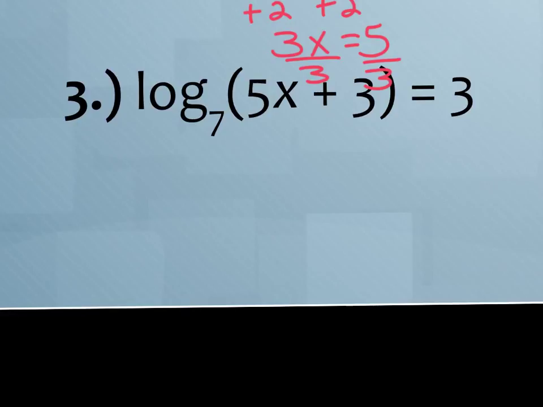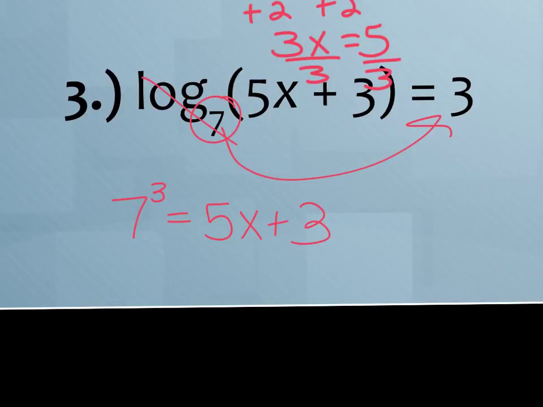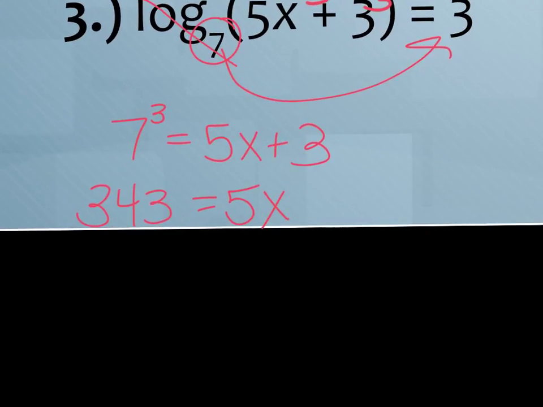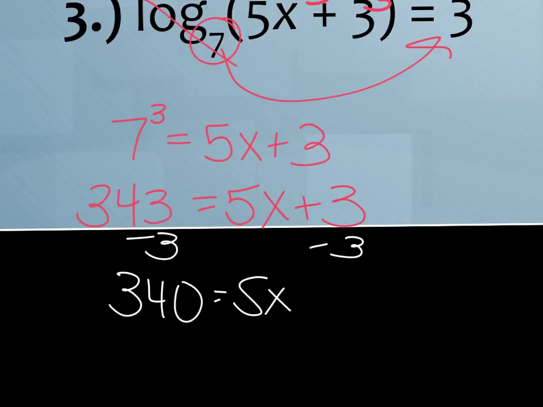So in this case, I would be getting this in exponential notation. So the 7 comes over here, picks up the 3, 7 to the third, drops off here, equals 5x plus 3. 7 to the third is 343, equals 5x plus 3, sorry. Subtract the 3, 340 equals 5x, and then divide by 5.